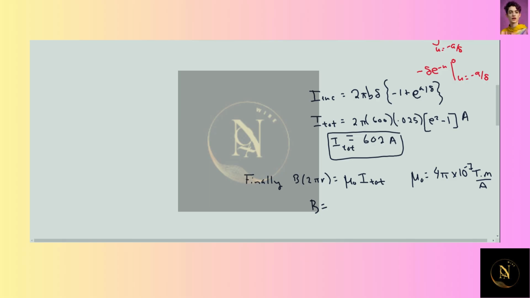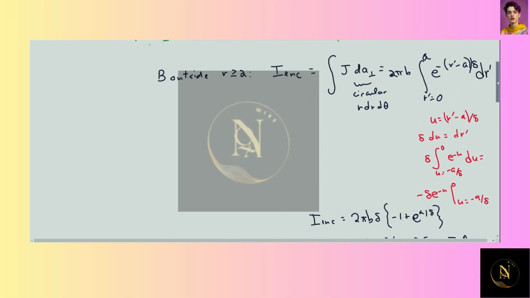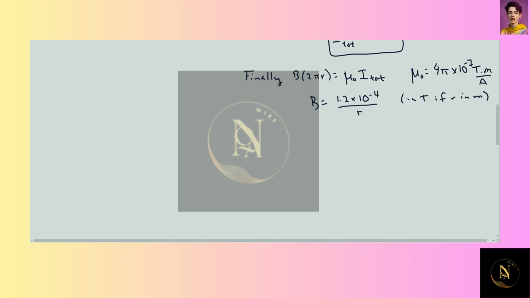And we can finally simplify our magnetic field down. There'll be a constant out in front, 1.2 times 10 to the minus 4 over r. That will give us a magnetic field in Tesla as long as r is in meters. So let's use SI units. Okay, now we've done the hard work, but we now want to find the magnetic field inside, where r is less than or equal to a.